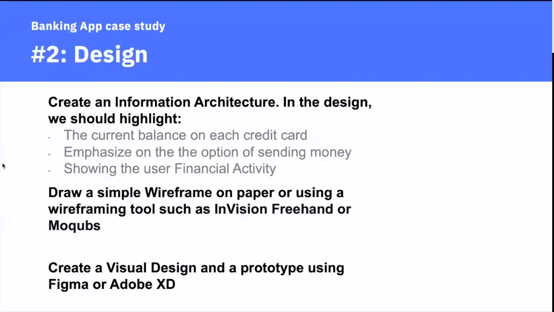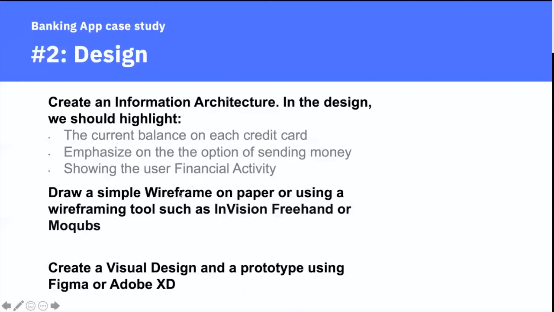So for the mobile banking app, we need first to create the information architecture, as we have discussed. It's the first step in design. Based on the reviews and personas, we want to emphasize the current balance of each credit card. We want to emphasize the option of sending money, and we want to show the financial activities. These are the three major things that we want to emphasize.